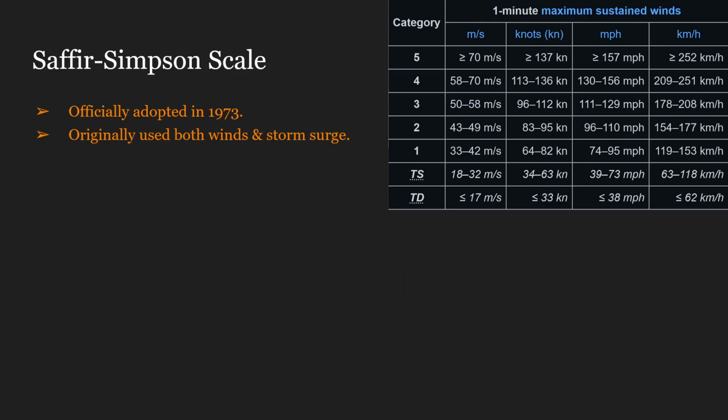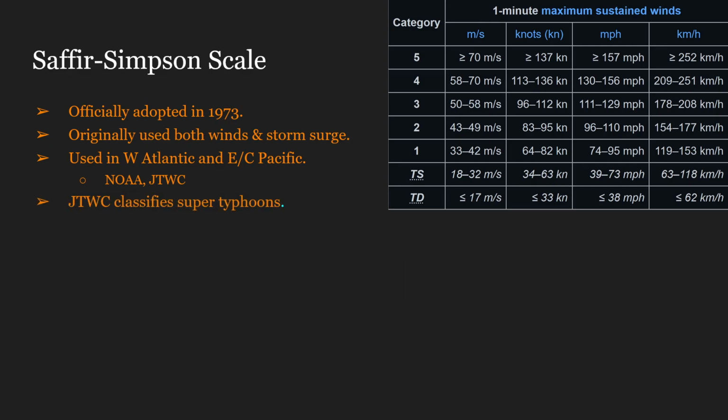For example, a Category 3 can produce the same, if not worse, storm surge than a Category 5, because it also depends on whether a hurricane strikes the coast at low or high tide. It depends on a bunch of things, and wind is not the only factor. So that was dropped. The Saffir-Simpson scale is used for the western, or I guess you could also just say the whole Atlantic, as well as the east and central Pacific basins. The agencies that use it are the NOAA and the JTWC.